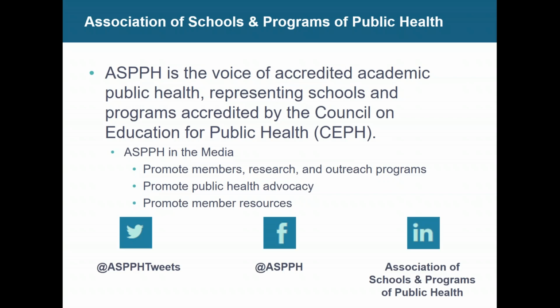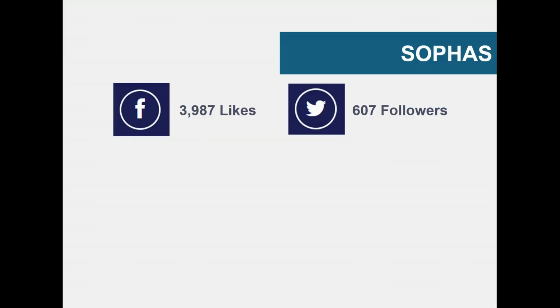But what we'll do today is we'll go in depth about SOPHAS and This is Public Health. So those are two brands run through ASPPH that really focus on social media as their main campaign and branding strategy. So we'll start with SOPHAS. On Facebook, we have almost 4,000 likes and about 600 followers on Twitter. This tends to fluctuate with the application season. A lot of people will follow throughout August and September when the application opens, and then as they submit applications and get more communications from you guys in your admissions department, it decreases on our end.